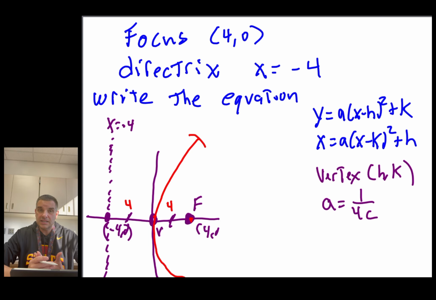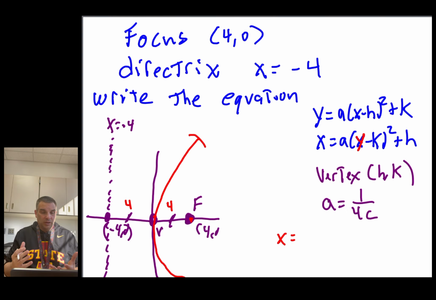So this is an x is equal. How do I know it's x is equal to? Well, I always say this part of it looks like an x. It doesn't go up and down; that would look like a y. So this is going to be x is equal to a times y minus k squared plus h.